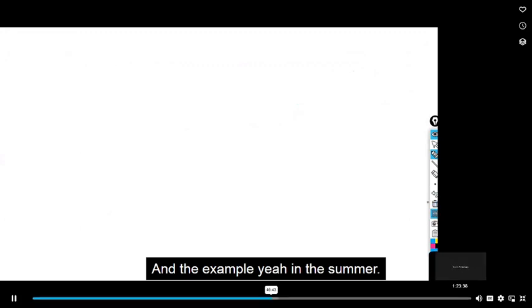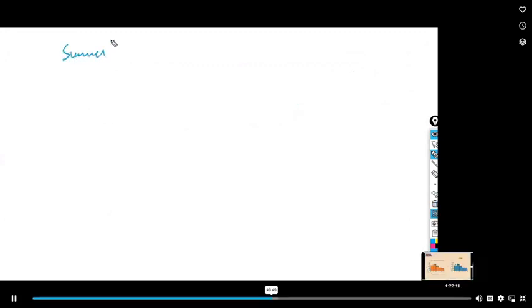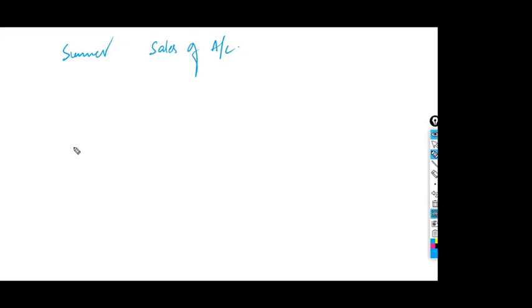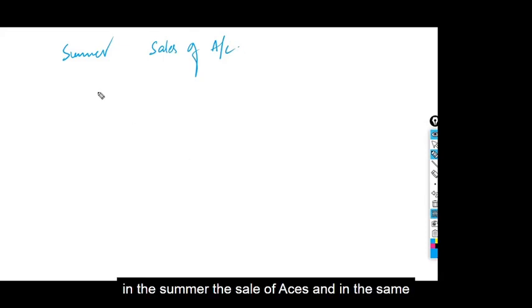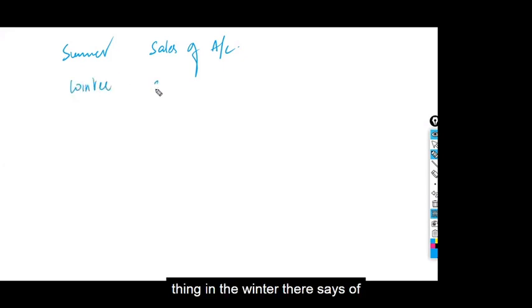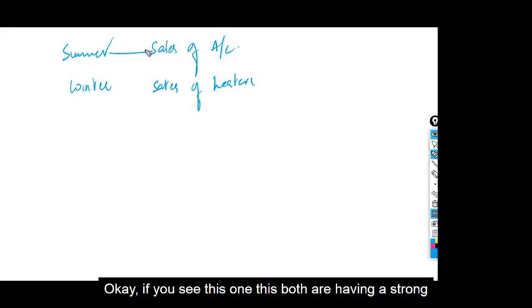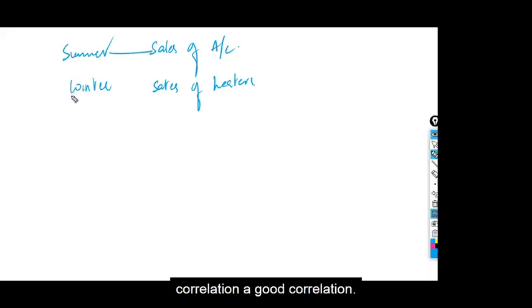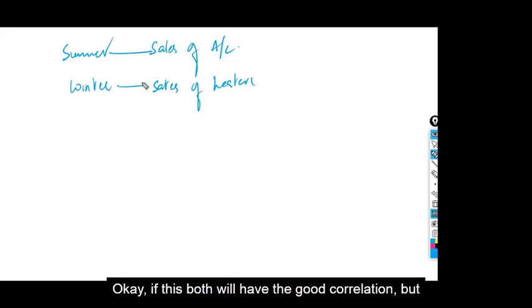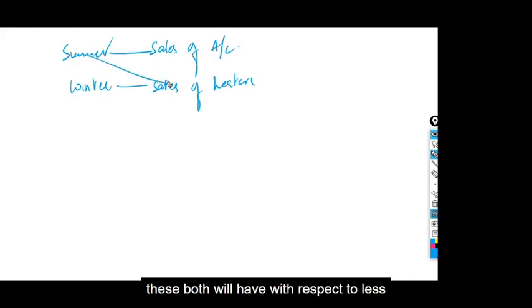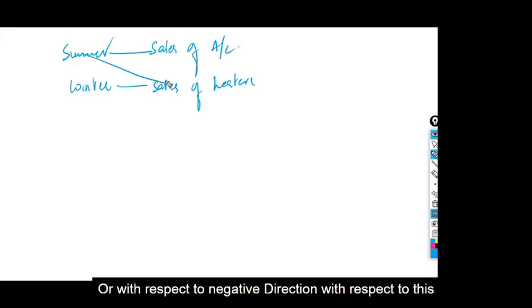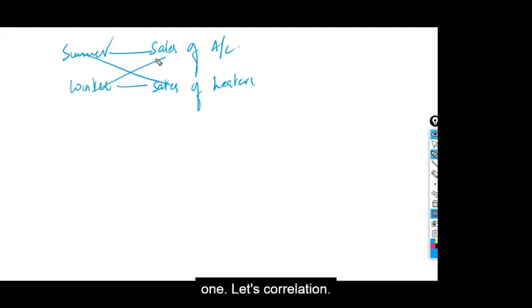Another example: in the summer, the sales of ACs, and in the winter, the sales of heaters. If you see this one, these both have a strong correlation, a good correlation. But these others will have less correlation, or a correlation in the negative direction.